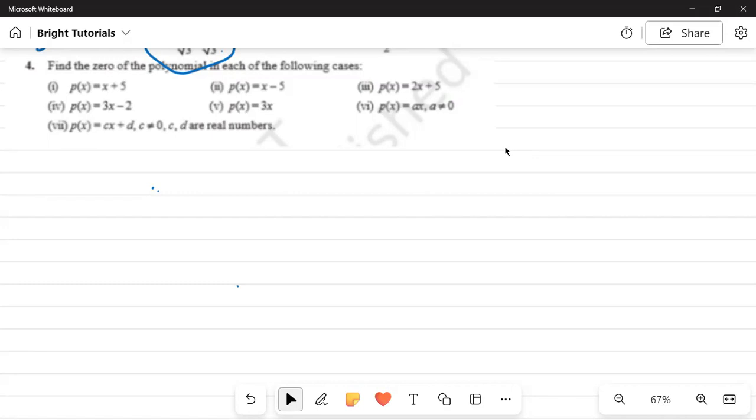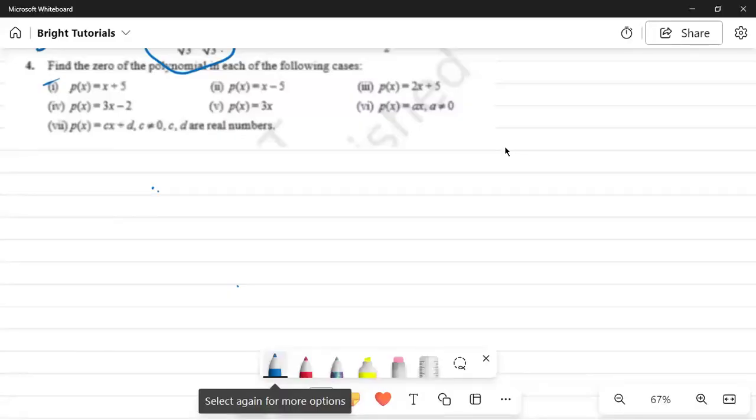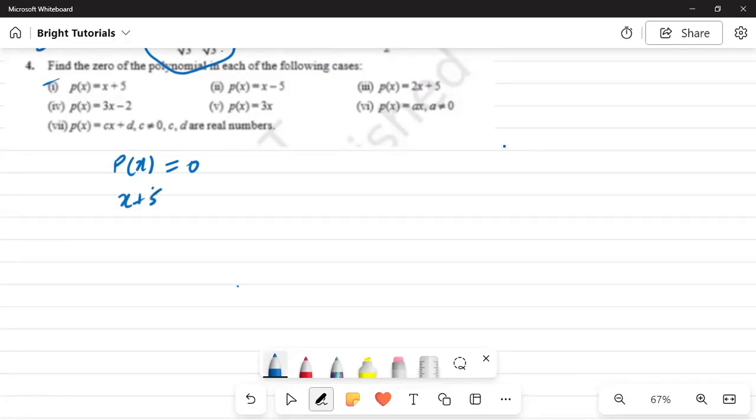That means, like here it is given p(x) is equal to x plus 5 in the first part. So how can we find the zeros of this polynomial? We simply put p(x) equal to 0. We will write here x plus 5 equal to 0. So x is equal to minus 5. So this minus 5 is the zero of this polynomial.